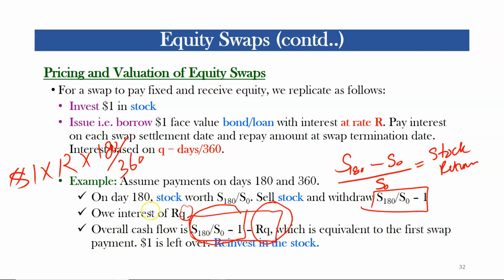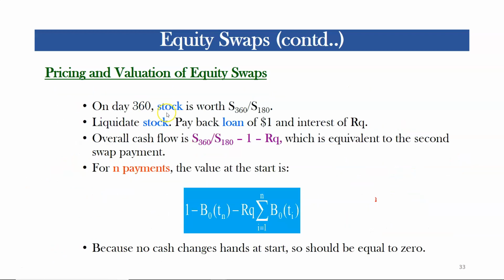Note that we still owe the $1 on the bond or the loan, and we already have $1 left from the sale of the stock on day 180. So this $1 needs to be invested, which we are reinvesting on the same day. The same steps are followed on day 360 to get the net payment on day 360. As this is the end of the swap, the stock is liquidated and the amount realized from selling the stock on day 360, that is $1, is used to pay the principal amount on the loan or the bond issued.